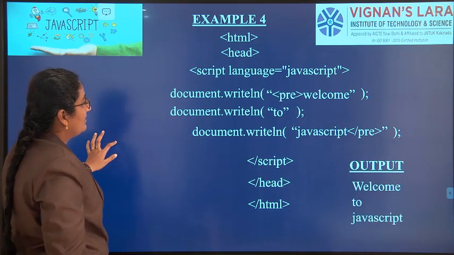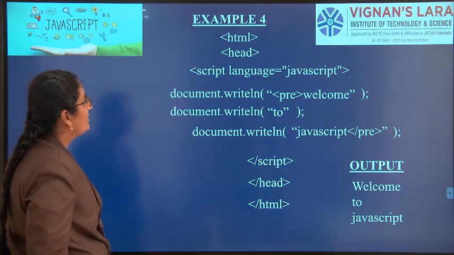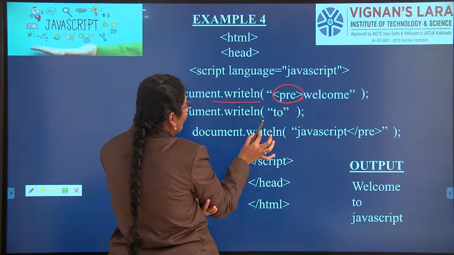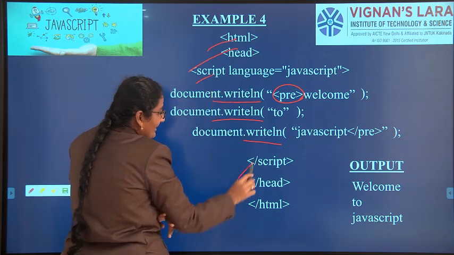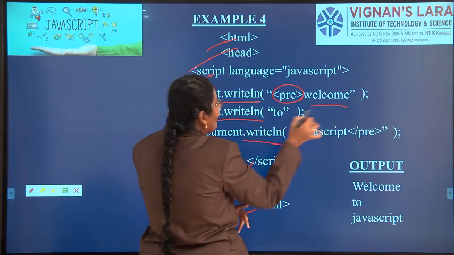See here, if you want, you can get the output like this also. By using the pre tag, I am using writeln also. While I am using writeln, remaining all the tags are the same. See here: Welcome to JavaScript.